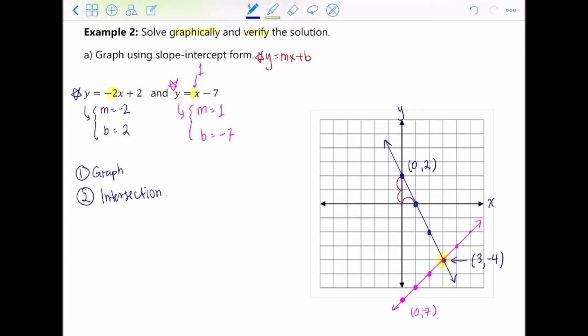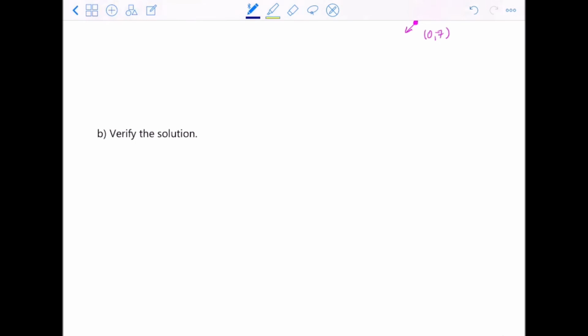And once you find this, you do want to mention that the intersection happens at 3 and -4. Okay? And this is because they want us to solve it graphically, so you do have to mention it this way. And they wanted us to verify the solution. And we're going to verify by substituting into both equations.